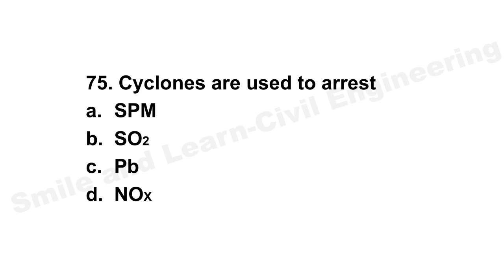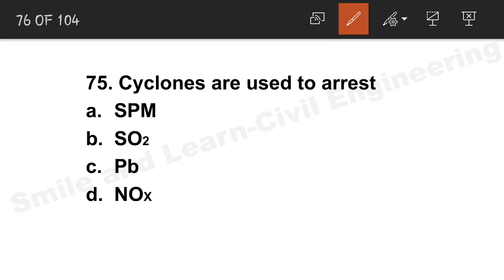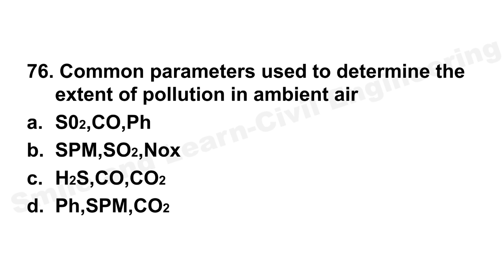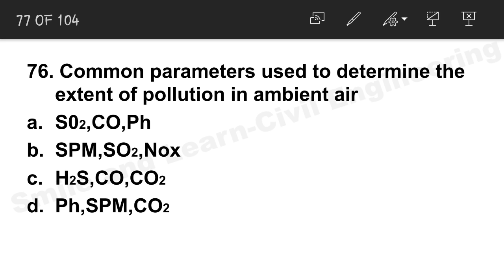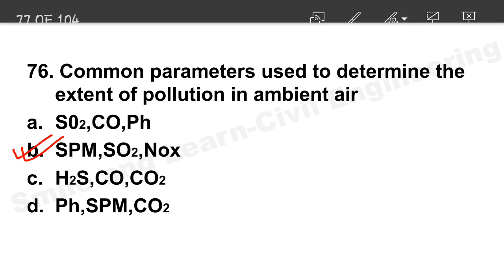Question number 75. Cyclones, obviously cyclones arrest suspended particulate matter or SPM. Question number 76. Common parameters used to determine the extent of pollution in ambient air. Ambient air pollution is determined by SPM, which we can see with our open eyes, and SO2 and NOx, which cause pollution. So these three factors determine the pollution of ambient air.